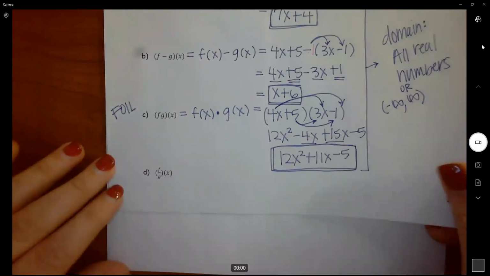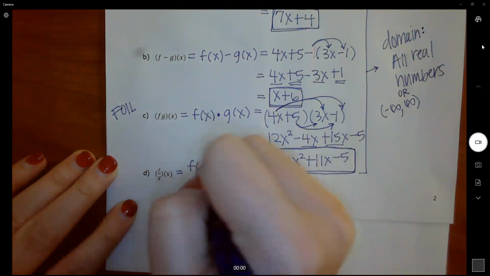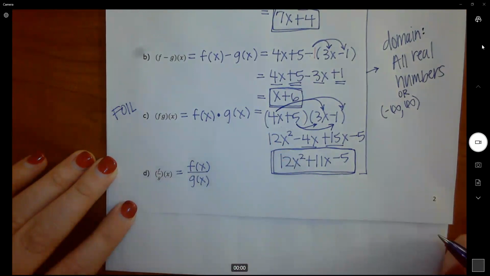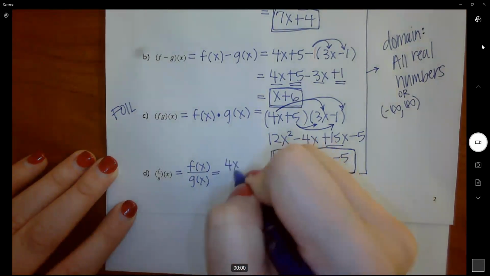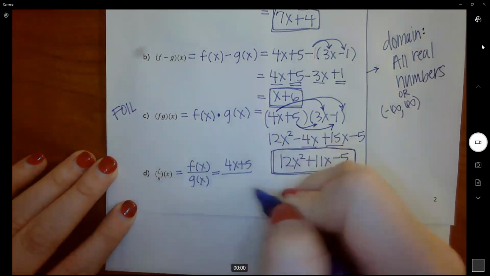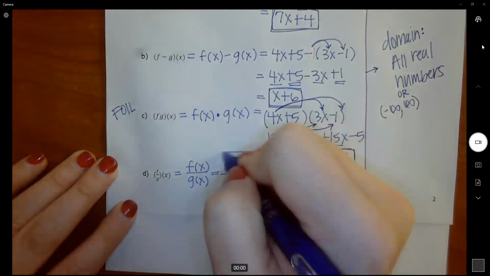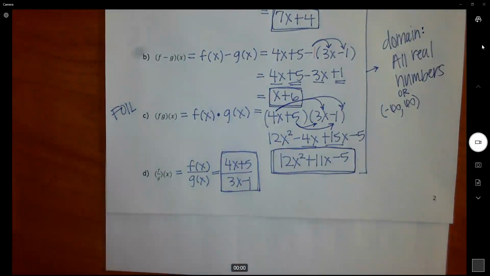D, we have f divided by g of x, which is the same as f of x divided by g of x. My f of x is still 4x plus 5, and my g of x is 3x minus 1. I cannot simplify this at all. So that is my result when I divide.